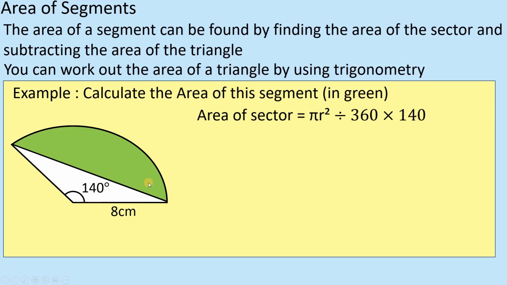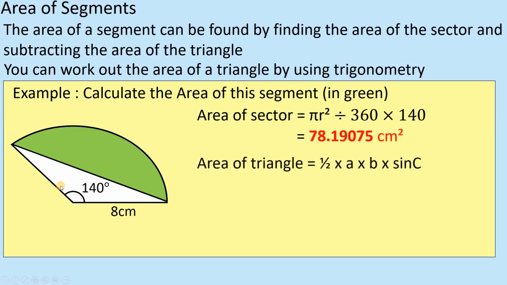The area of the triangle, well, this is half AB sine C. This is 8, and so is this. They're both radiuses, so the area of the triangle, using the formula half AB sine C, is a half times 8 times 8 times sine 140.